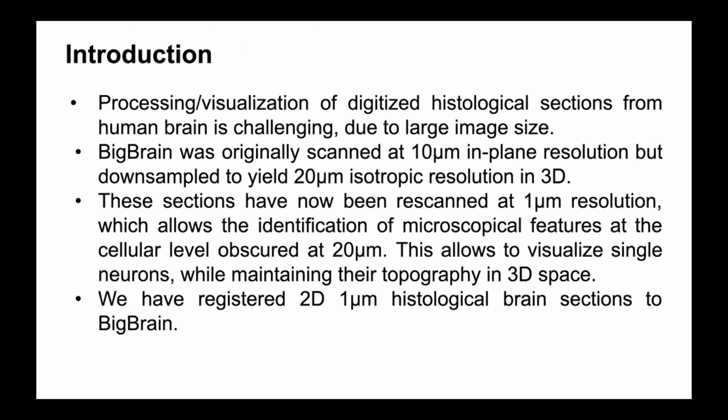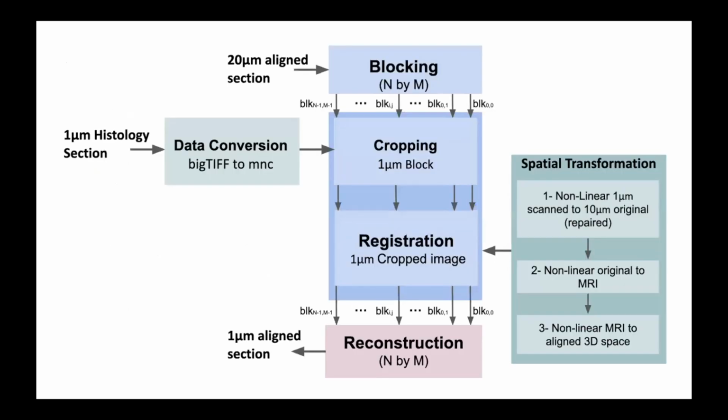This allows us to visualize single neurons while maintaining their topography in 3D space. We have registered 2D 1 micron histological brain sections into BigBrain space. The algorithm has 4 different parts. Data conversion: scanned sections are first converted from BigTIFF format to MINC. A spatial transformation, a global transformation, is calculated for each 1 micron section by concatenation of 3 individual transforms.